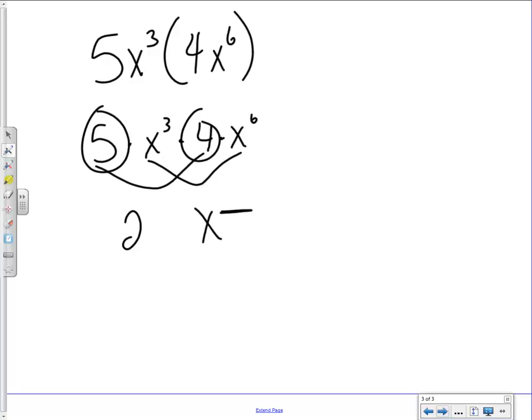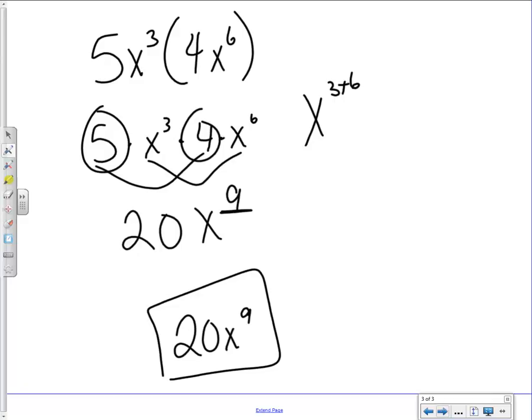5 times 4 gives me 20. This is a multiplication problem, so we know that if the bases match, I get to add my exponents. So 3 plus 6 gives me 9. So 20x to the 9th power is my final answer.